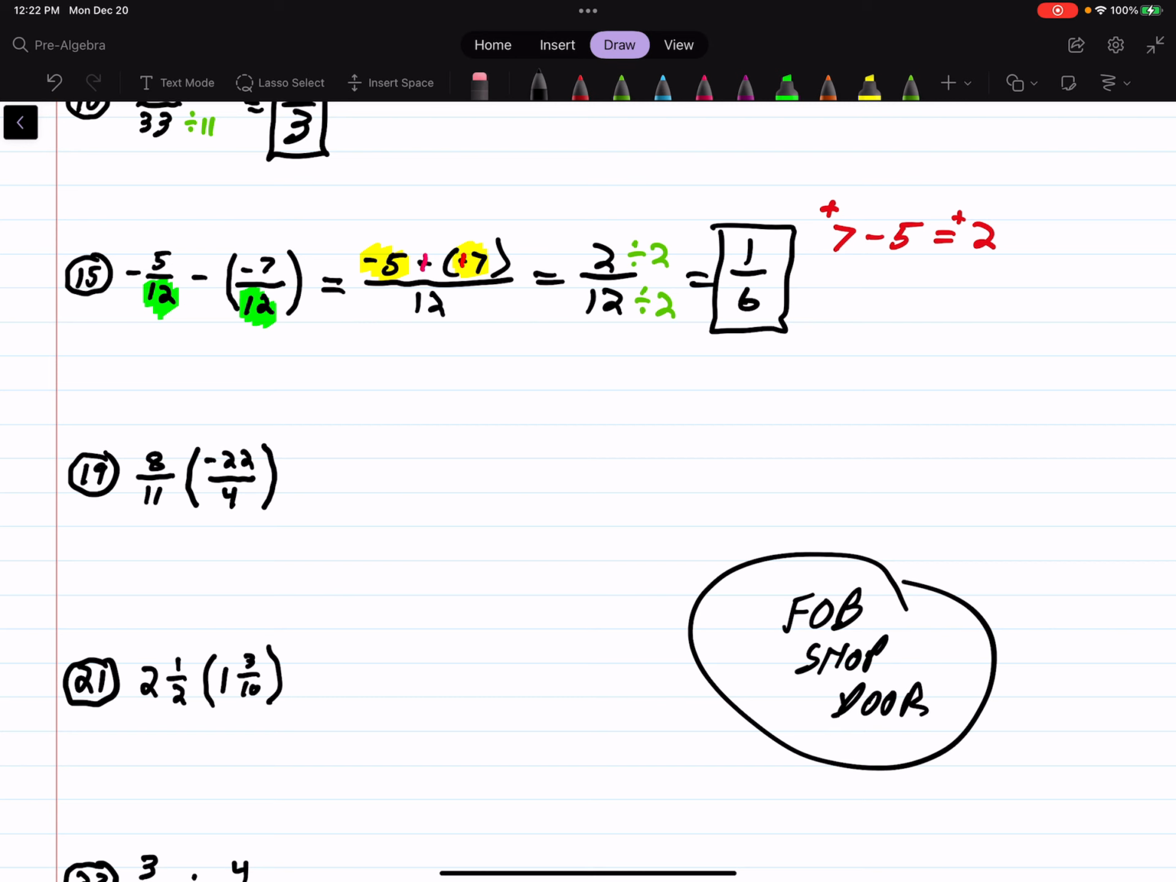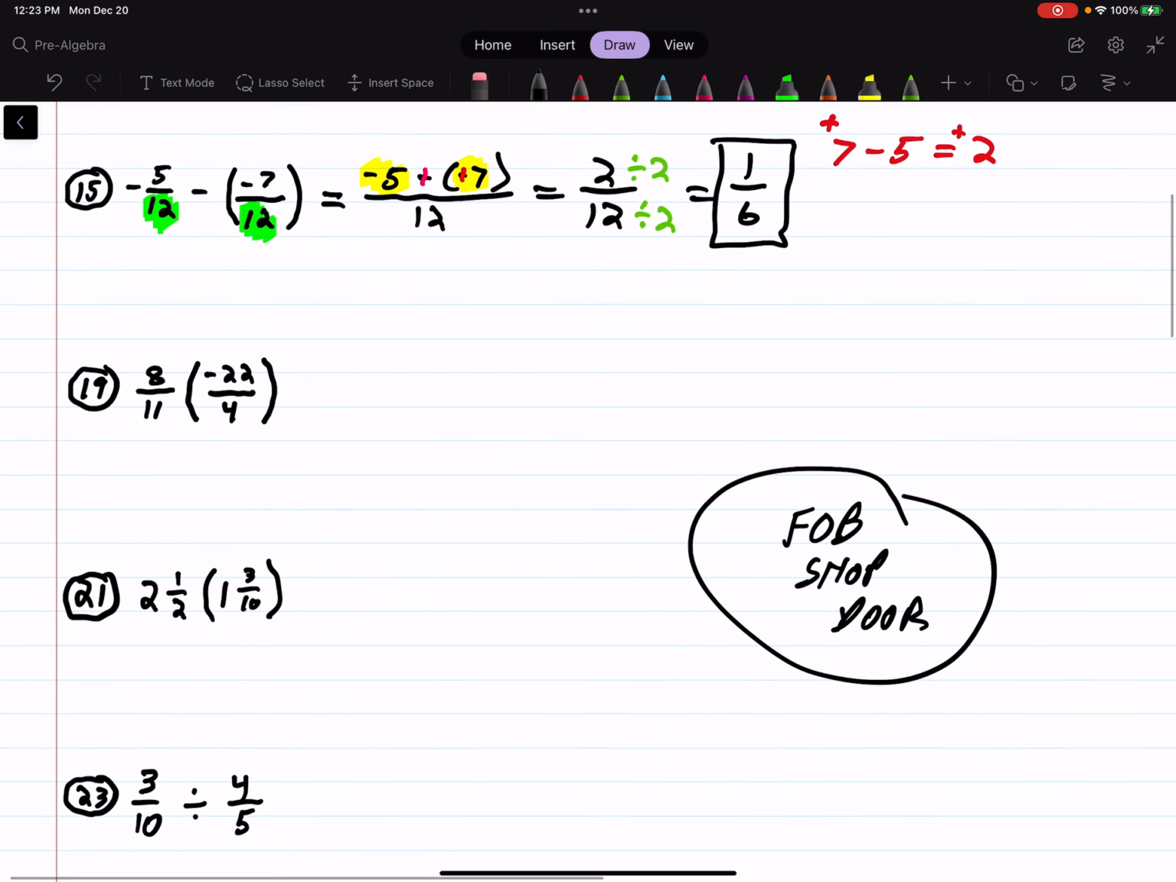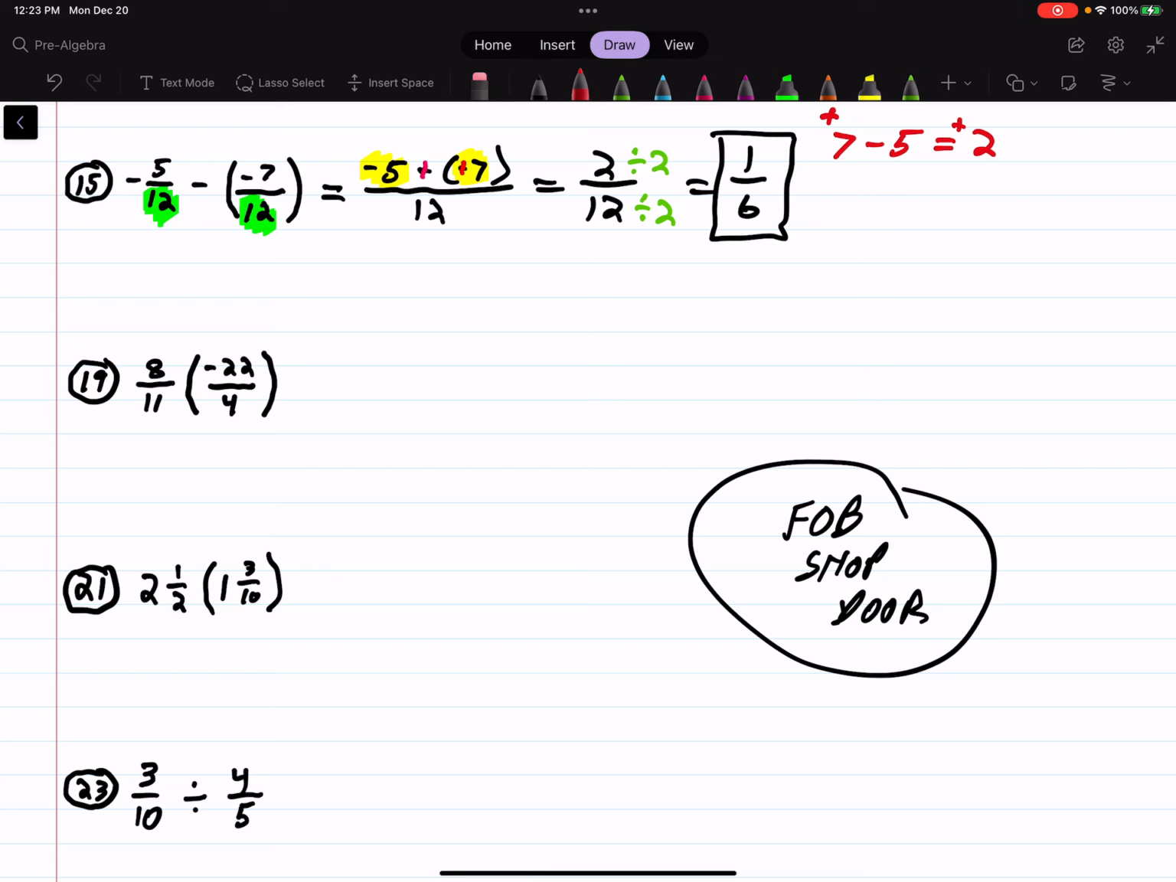Number 19, we're multiplying. When we're multiplying two fractions, we always tend to look for cross cancellation. This and this, the 8 and the 4, are both divisible by 4. That makes that a 1 and that a 2. Then we cross cancel the other way. The 11 is divisible by 11, gives us a 1 and a negative 2. That leaves us with a problem that says 2 times a negative 2 all over 1 times 1. Well, 2 times a negative 2 is negative 4 all over 1, which is just negative 4.